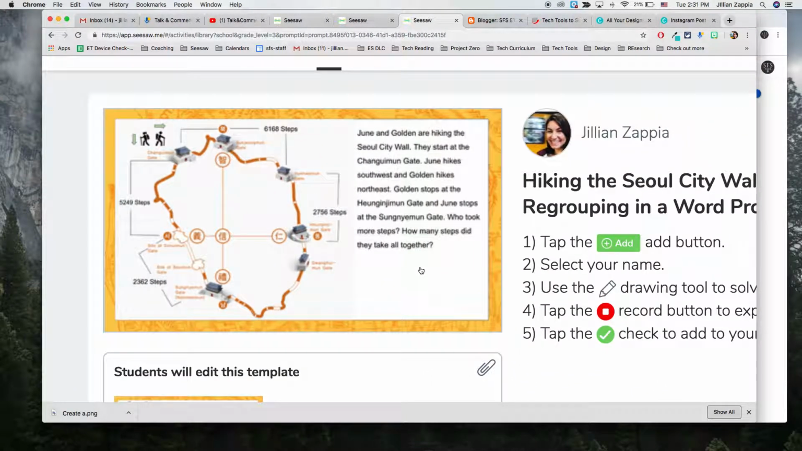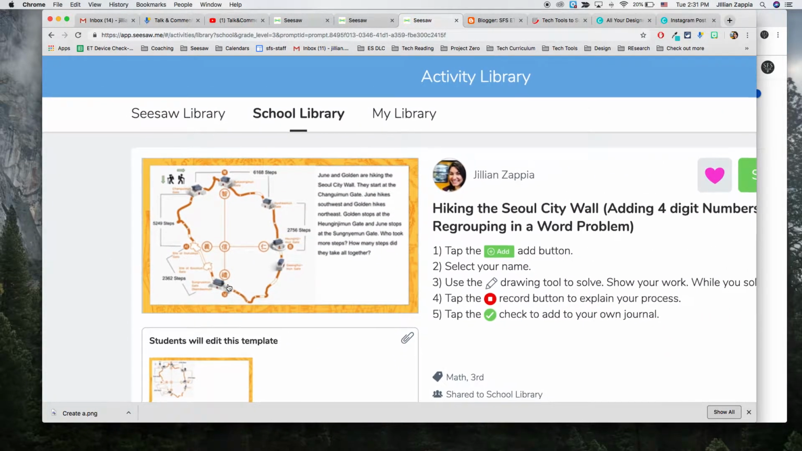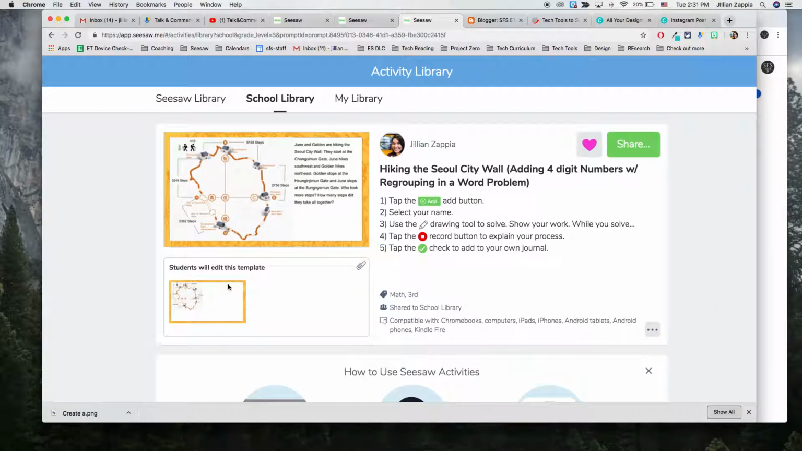This activity asks them to add 4-digit numbers, but it starts with a word problem. June and Golden are hiking Soul City Wall. They start at Changmoon Gate, June hikes southwest, and Golden hikes northeast. Okay, and it goes on and it asks the students to find out how many steps each student walked, and then how far they walked together and who walked the furthest. So this is definitely a leveled up question. It is multi-step, and it does involve regrouping.